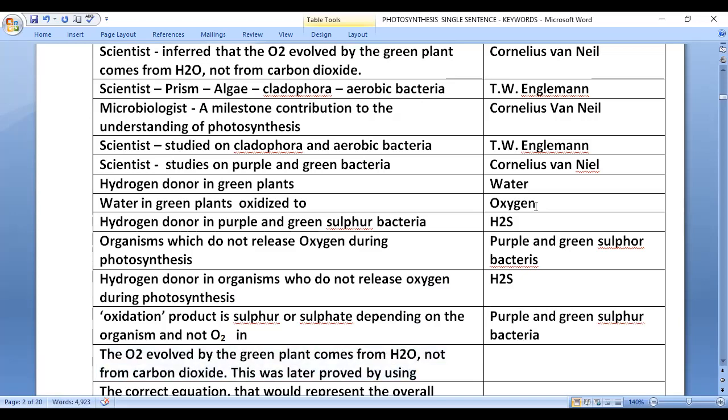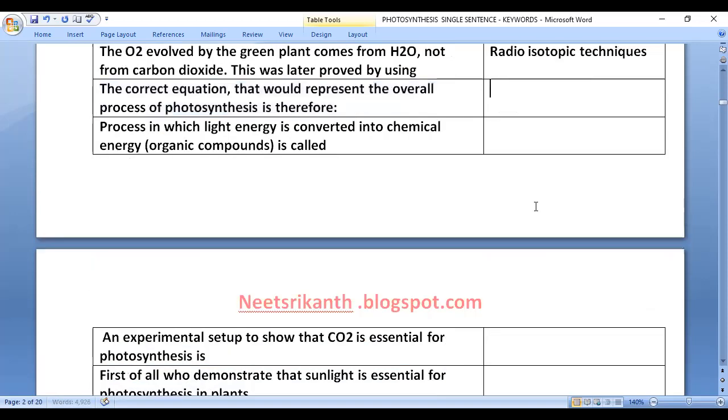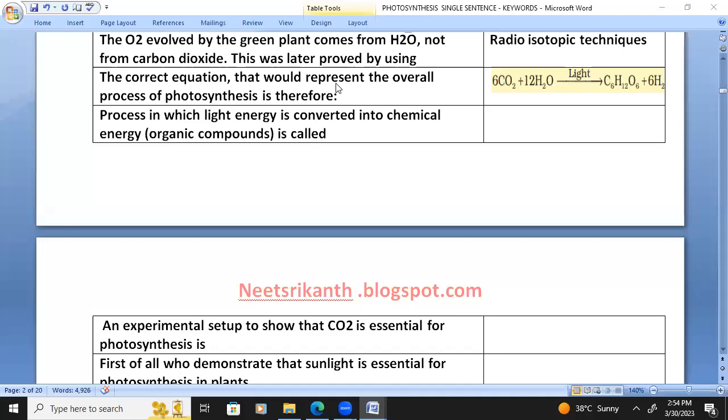Oxygen evolved by the green plant comes from water, not from carbon dioxide. This was later proved by using radioisotopic techniques. The correct equation that would represent the overall process of photosynthesis is therefore 6CO2 plus 12H2O in the presence of light, glucose is formed along with water molecules and oxygen.